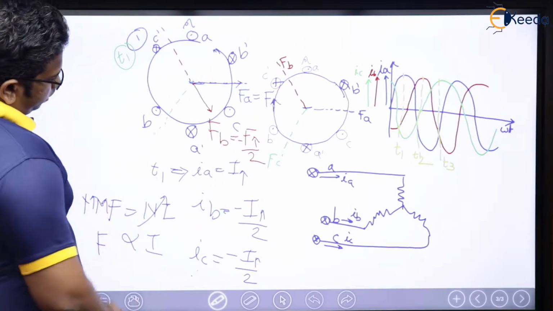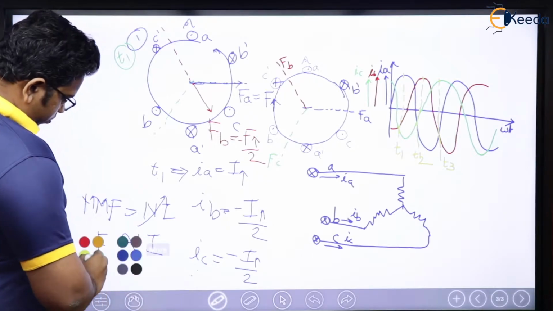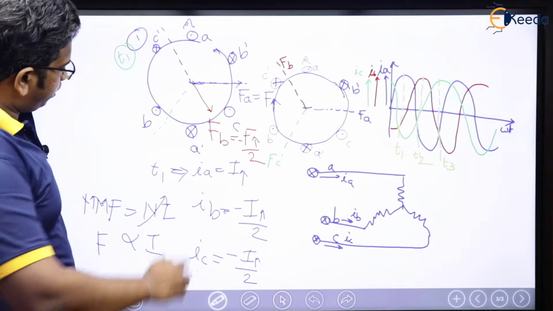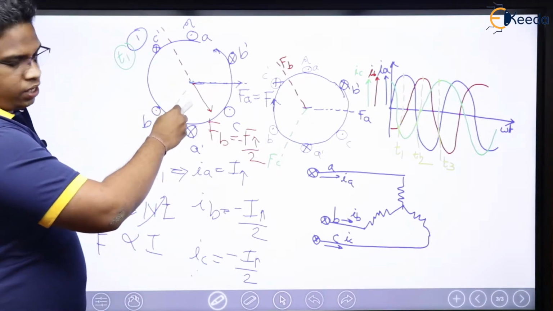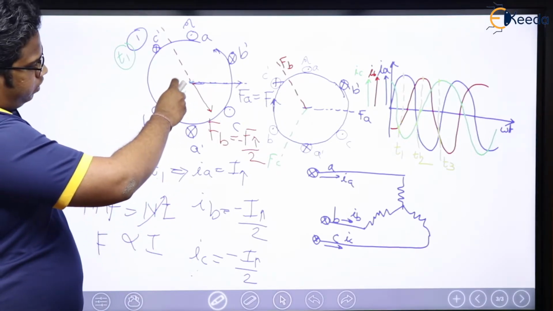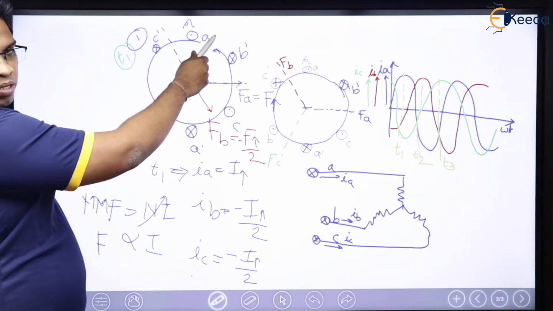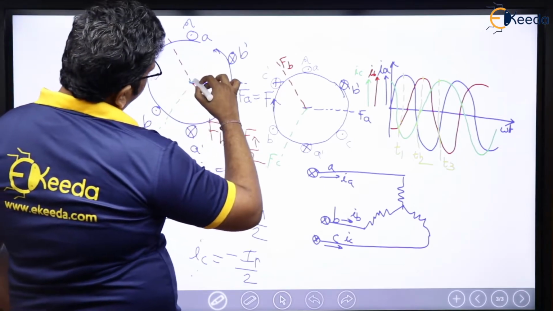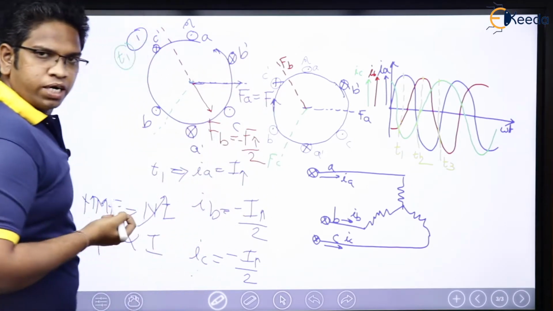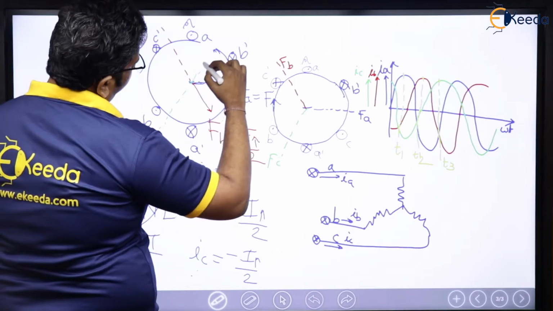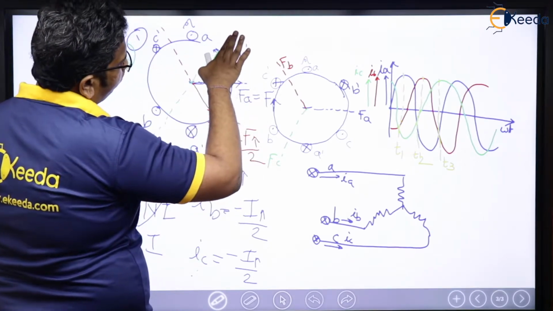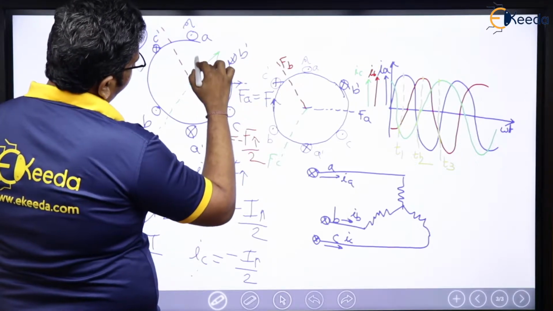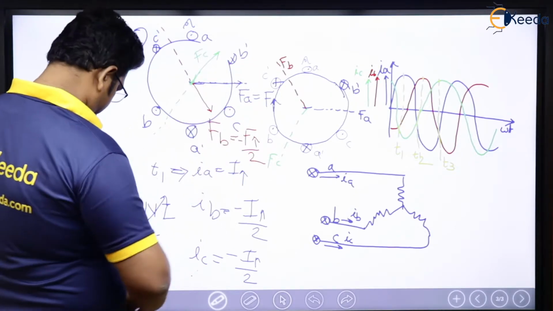Now what about IC? IC is also half of negative maximum. Means if IC is this way, then negative IC will be this way, FC will be this way, negative FC. Now the moment negative FC is this way, we want half of negative FC. Means this is going to be the full negative FC, but we want only half. So this is going to be FC.